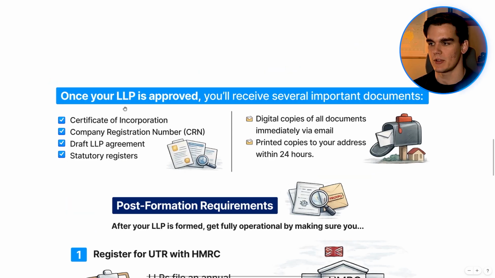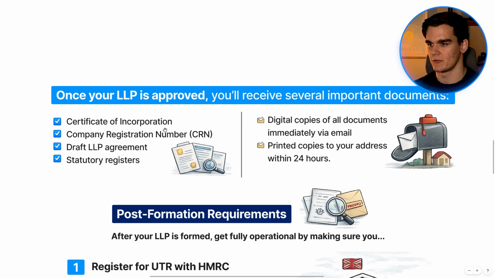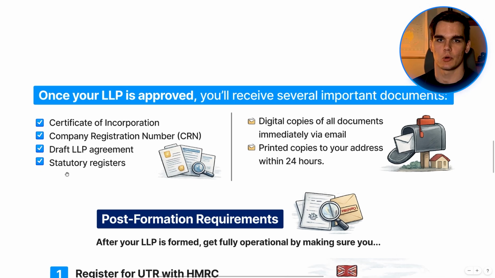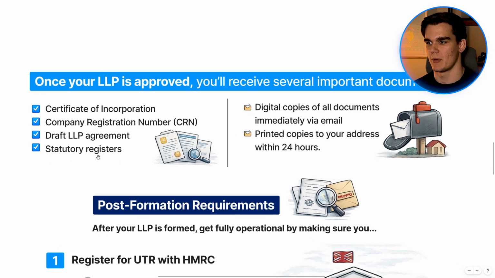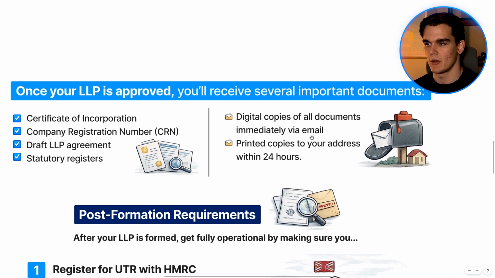Then once your LLP is approved, you receive several important documents. First is your certificate of incorporation, which is the official proof that your LLP exists. You'll also receive your company registration number or CRN, a draft LLP agreement, and your statutory register with all the initial entries already completed. You'll receive digital copies of all the documents immediately via email, and printed copies will be sent to your registered office address within 24 hours.